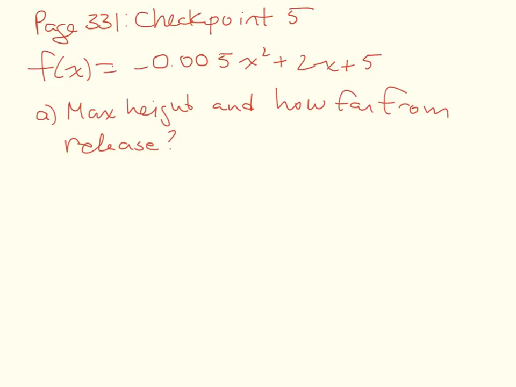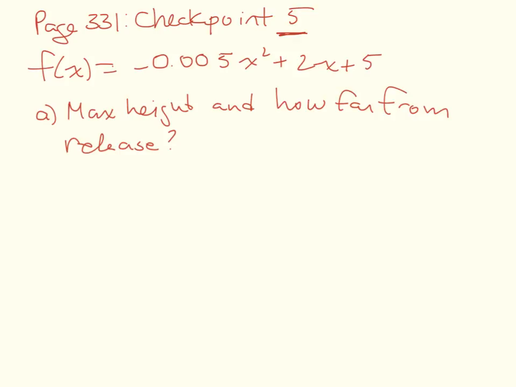In this recording, we're going to look at an application of quadratic functions, and we're going to do that by doing the question called Checkpoint 5 on page 331 of our textbook. We're given this quadratic function, f(x) = -0.005x² + 2x + 5, where x is the horizontal distance that the arrow has flown, and f(x) gives the height of the arrow.